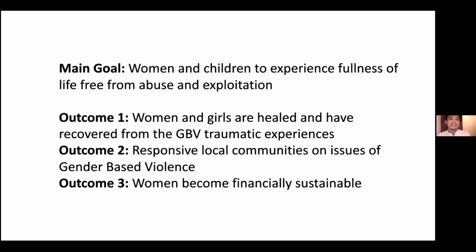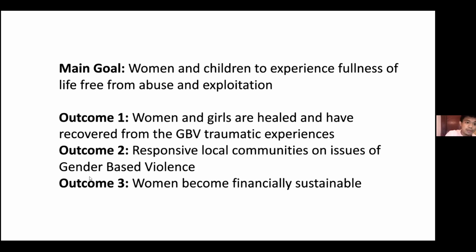Another example is here. The main goal is women and children experience fullness of life, free from abuse and exploitation. Of course, not just Good Shepherd can do this. We will be surprised that, you know, even in the SDGs, we acknowledge the role of the business sector in achieving the sustainable development goals. But then we have three specific outcomes that can contribute to the realization of the main goal. And this is where the donor will focus. How are your outcomes designed, and do they logically follow the purpose or the main goal?